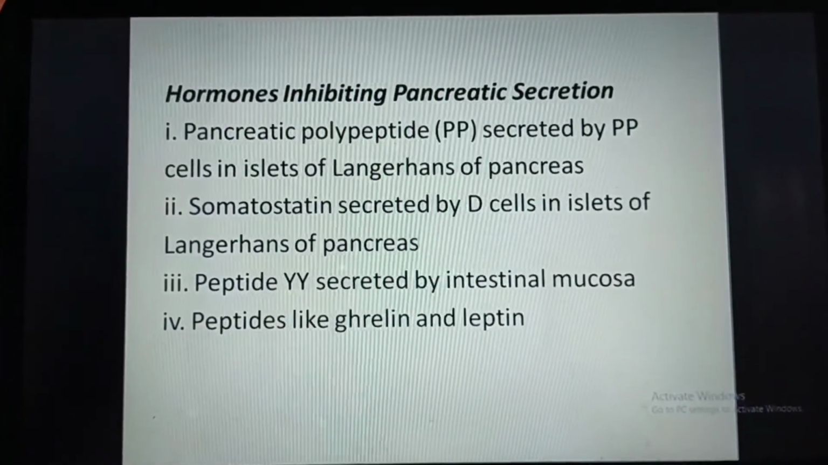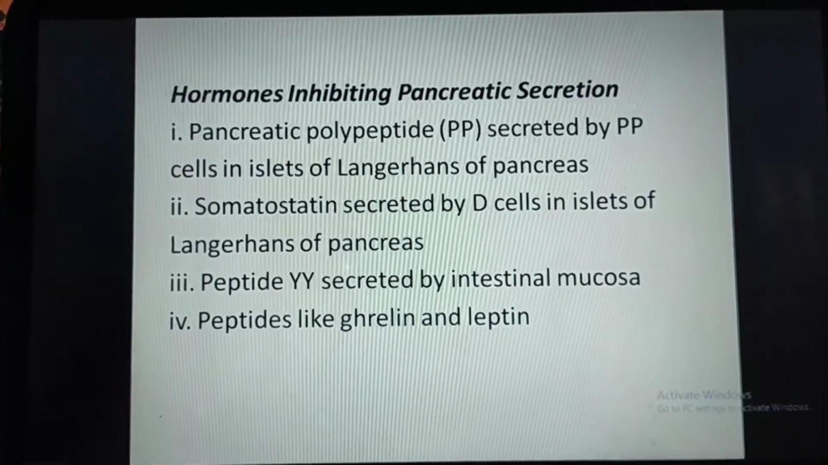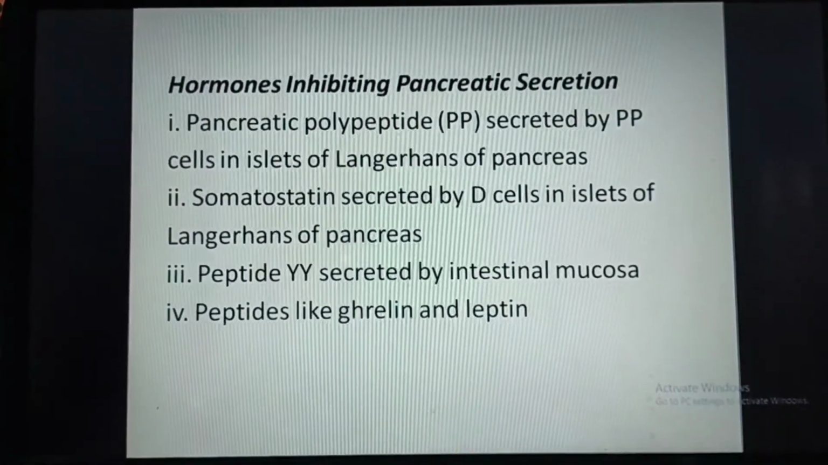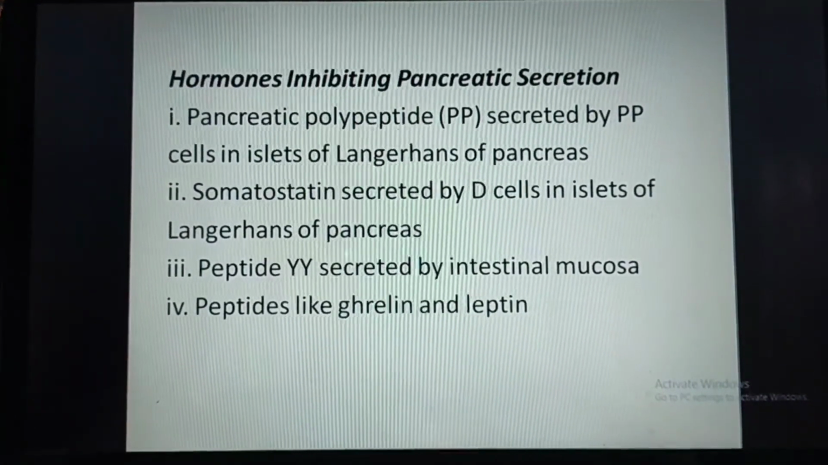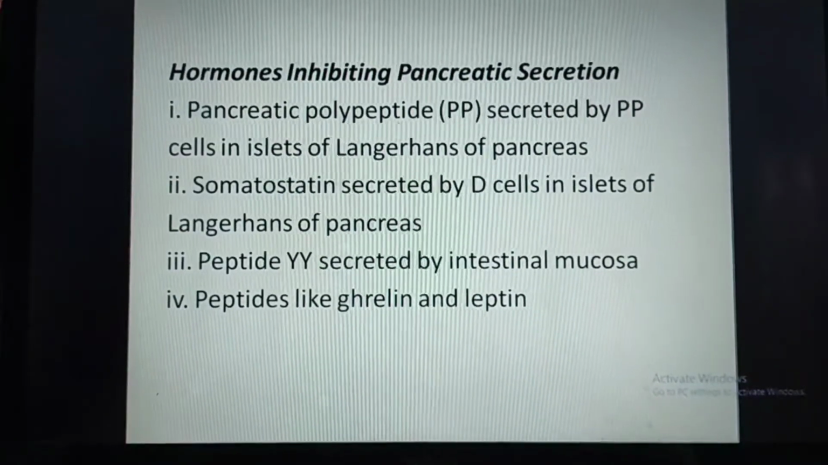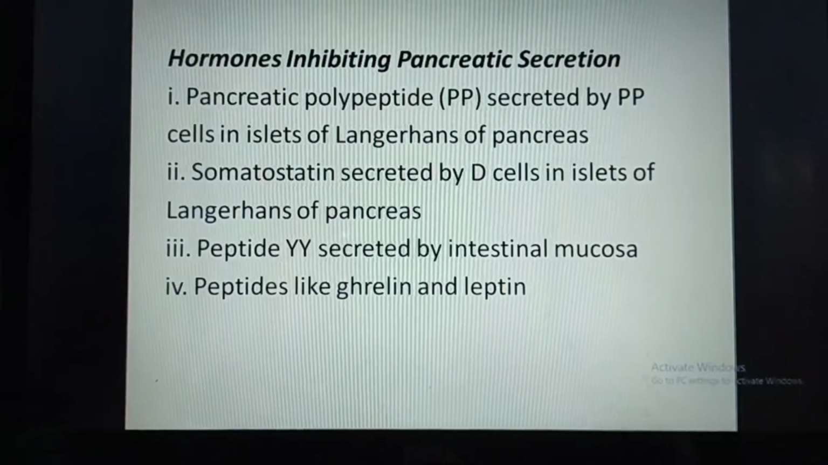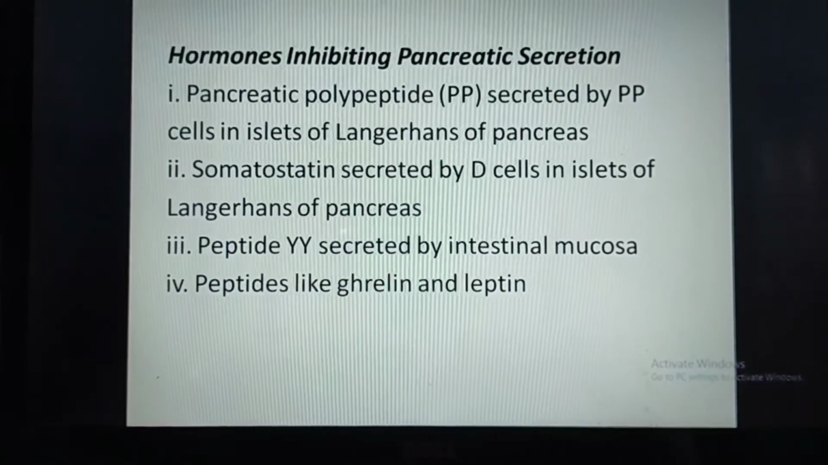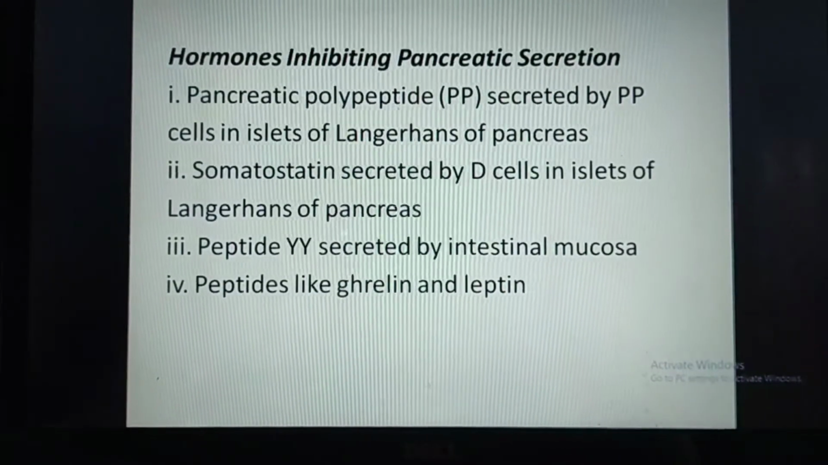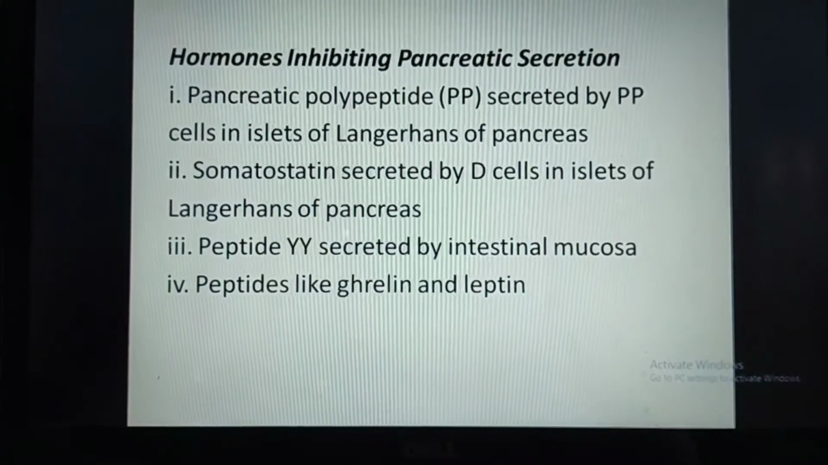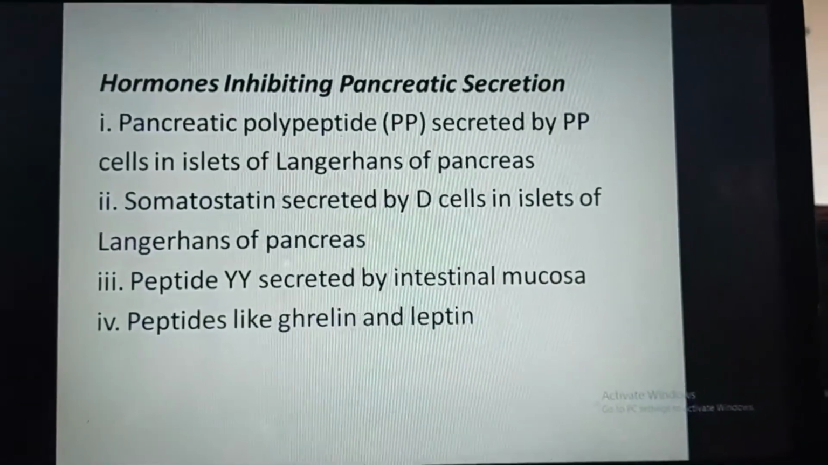Hormones inhibiting pancreatic secretion. Pancreatic polypeptide secreted by PP cells in islets of Langerhans of pancreas. Somatostatin secreted by D cells in islets of Langerhans of pancreas, and peptide YY secreted by intestinal mucosa. Peptides like ghrelin and leptin.